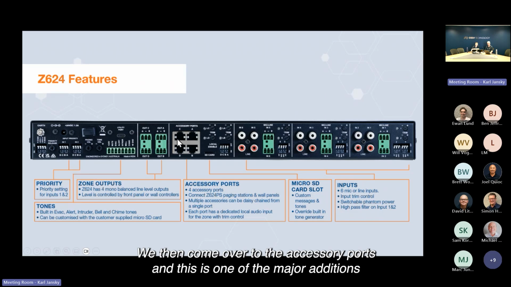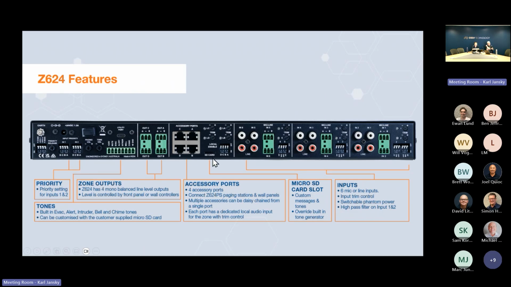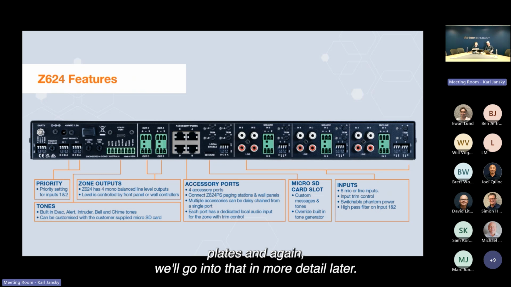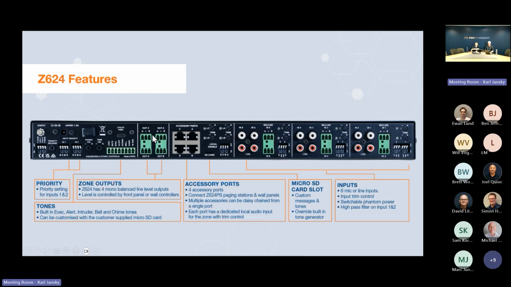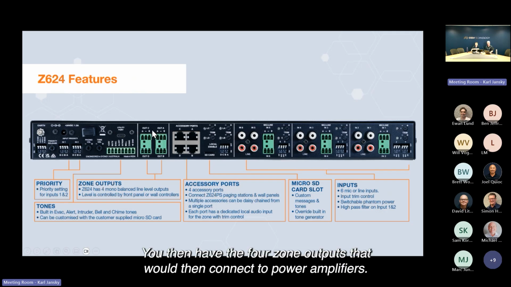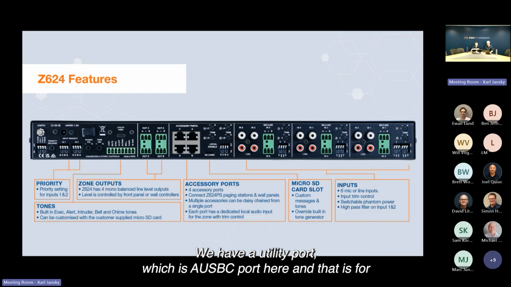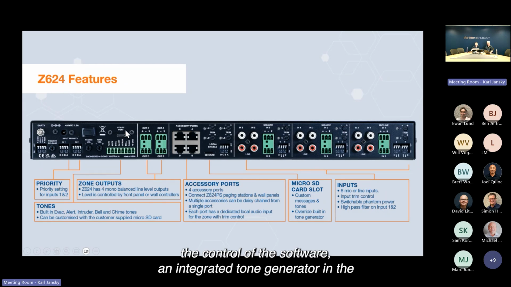We then come over to the accessory ports, and this is one of the major additions for this new product. It allows you to connect remote wall panel controls and the audio wall plates. And again, we'll go into that in more detail later. You then have the 4 zone outputs that would then connect to power amplifiers. We have a utility port, which is a USB-C port here, and that is for the control of the software.